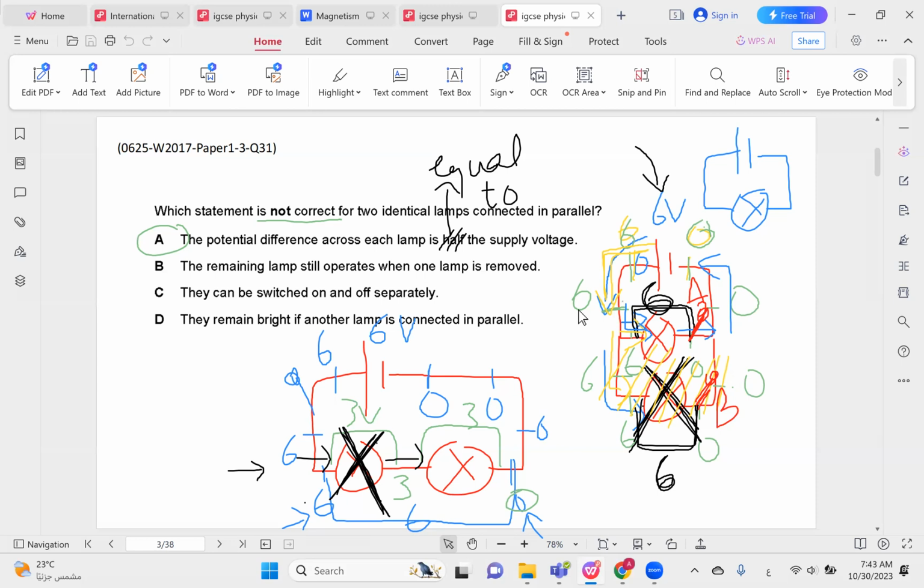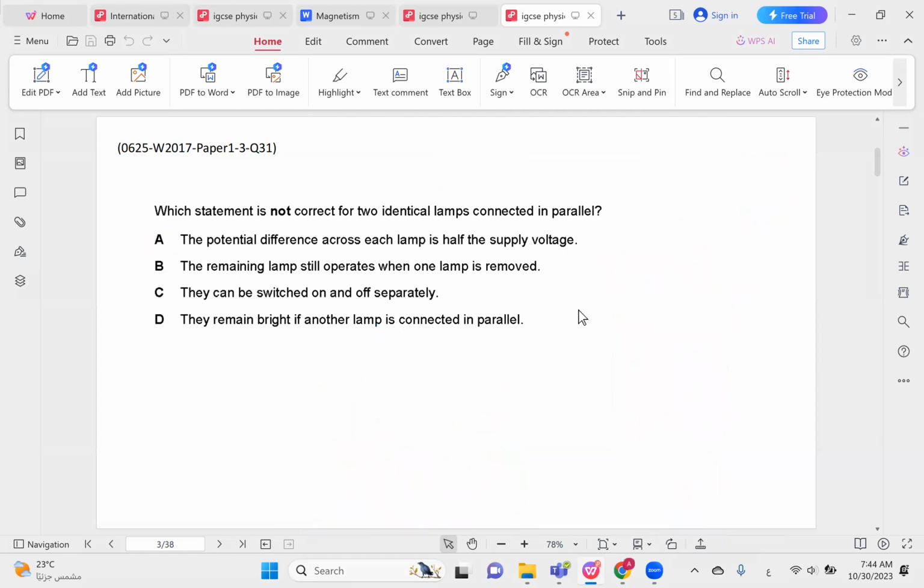D says they remain bright if another lamp is connected in parallel. We said that this is also true because even if I connect 5 more lamps here, any number of lamps, each of them will get the 6 volts of the battery. So they will remain bright. So B, C, and D are correct, and A is the only incorrect statement. And we just showed why this is the case.